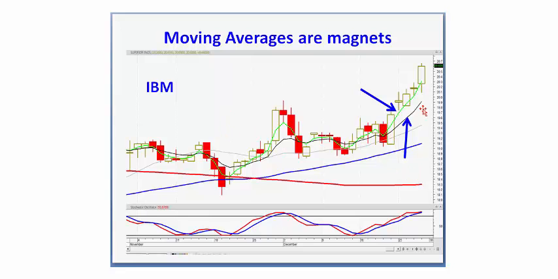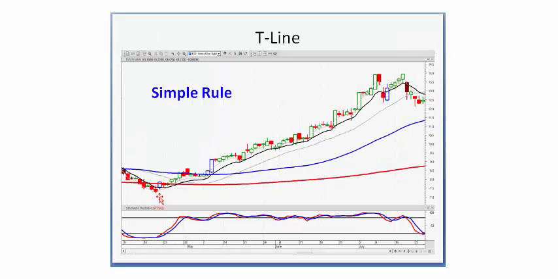But the T-line, the 8 exponential moving average, nobody uses that. So the one thing I tell people to do is put the T-line on your chart and test it. And there's a very simple rule of the T-line, and that is, if you see a candlestick buy signal and a close above the T-line, you can stay long until you see a candlestick sell signal and a close back below the T-line.